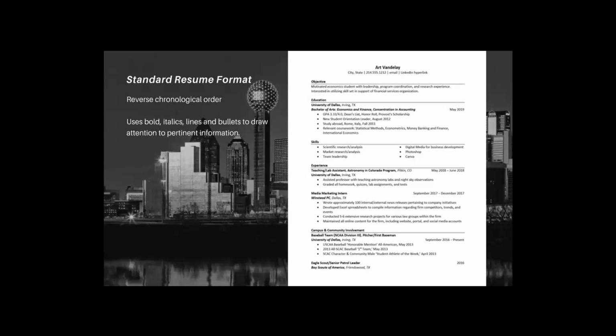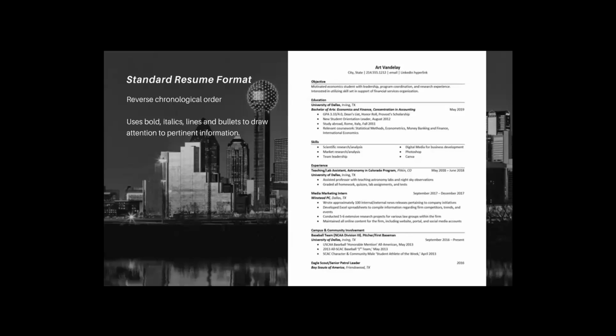If you're a graduate student currently at the University of Dallas, that goes first, and underneath that is your undergrad degree. It's the same for campus and community involvement, though you can get a little creative there if you have overlapping experience and want to highlight a particular thing you did. You can play around a little in that section. But in your experience and education sections, make sure you have reverse chronological order. So that's the first thing.